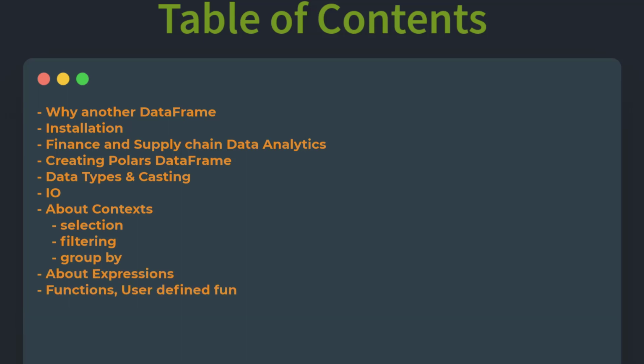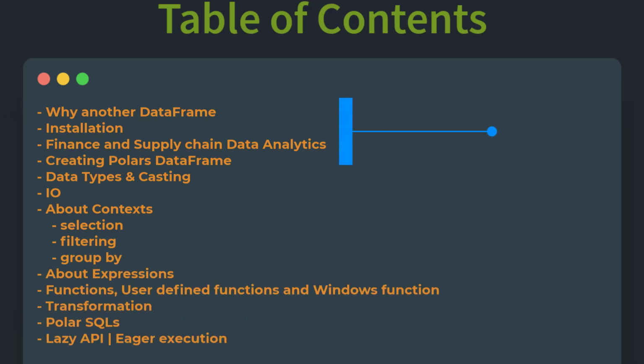In my very first video, I covered how to create finance and supply chain data using Polars Series and Polars DataFrame data structure. In the second video, we learned about Polars context and how to apply Polars context to view data. In the third video, we learned how to apply basic expressions over the select context. In today's video, we are going to cover two topics, data type casting and I/O.